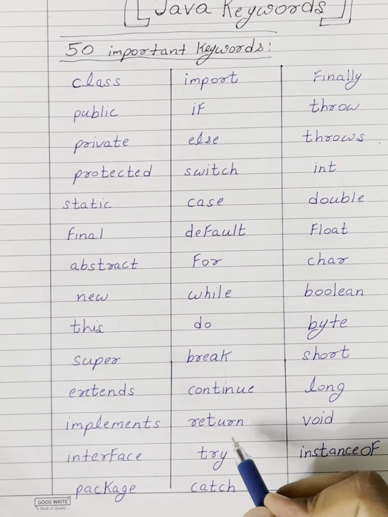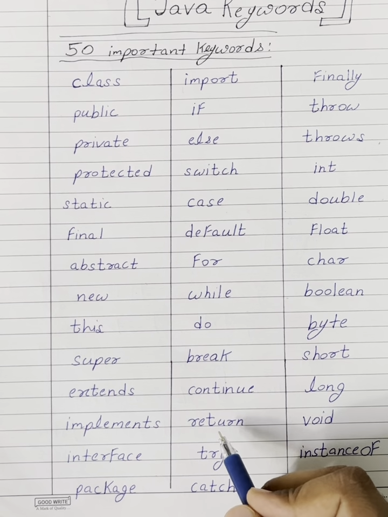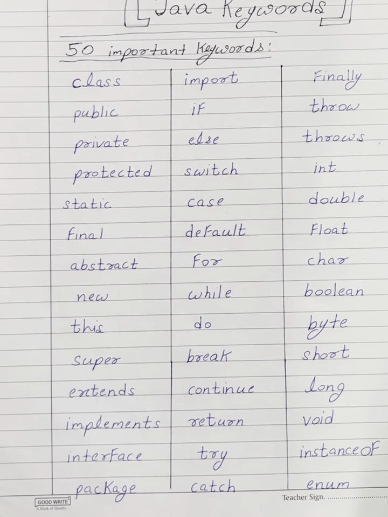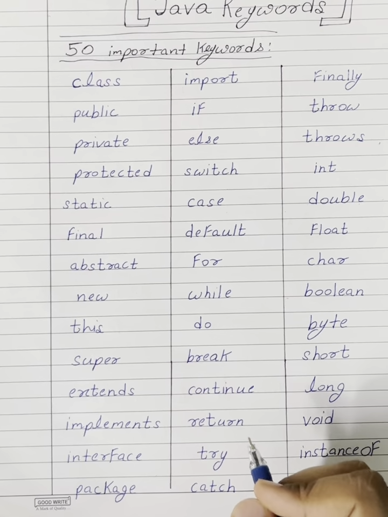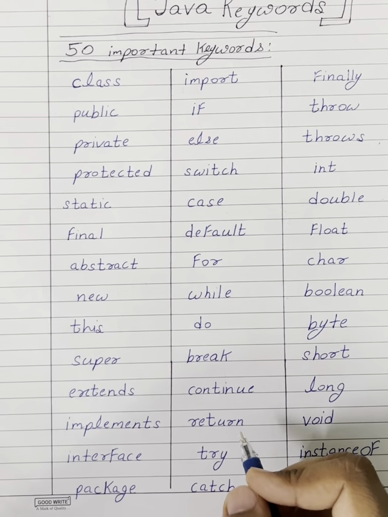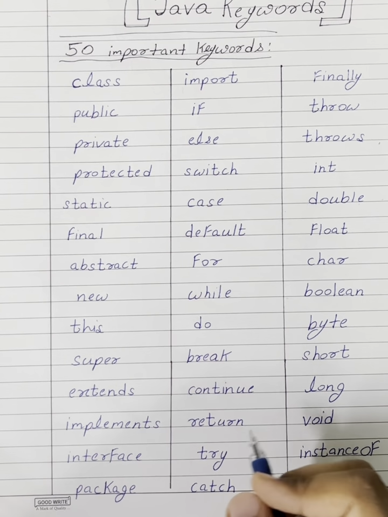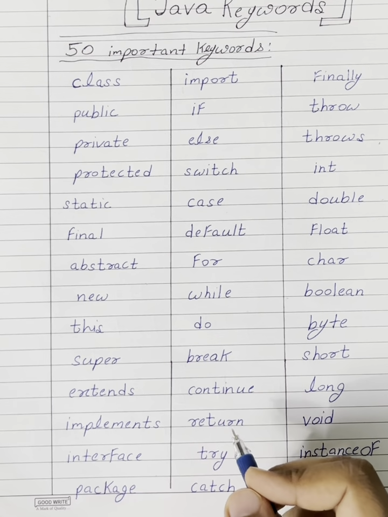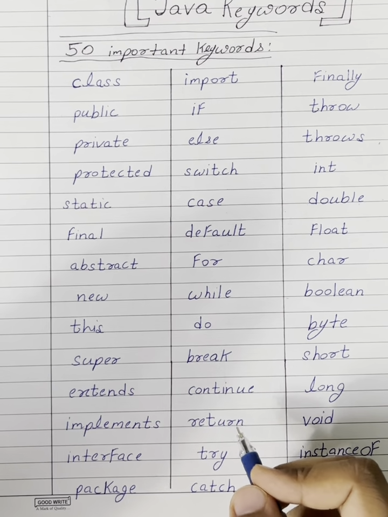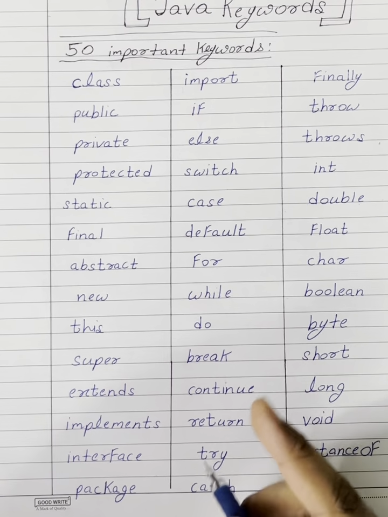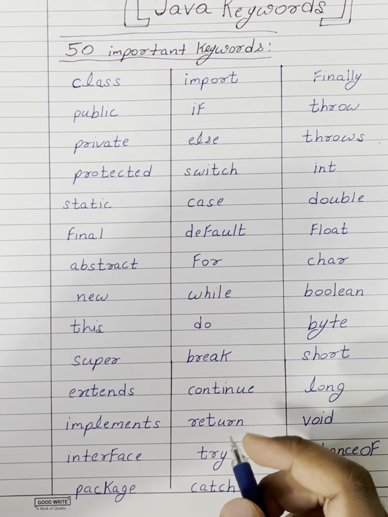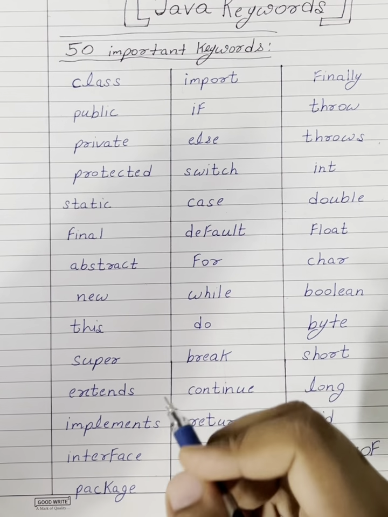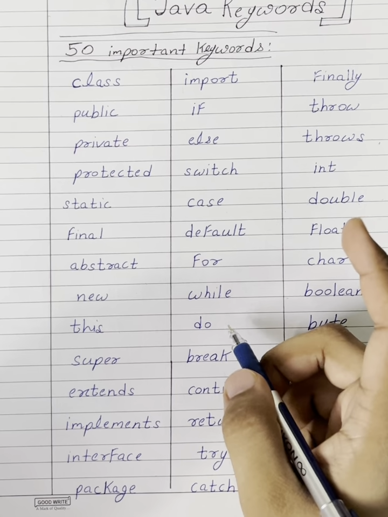Next is the return keyword. So guys, this keyword is used to terminate the execution of a method, and it optionally sends a value back to the calling method. When a method has a return type such as int, double, or String, this return statement must provide a value of the appropriate type.